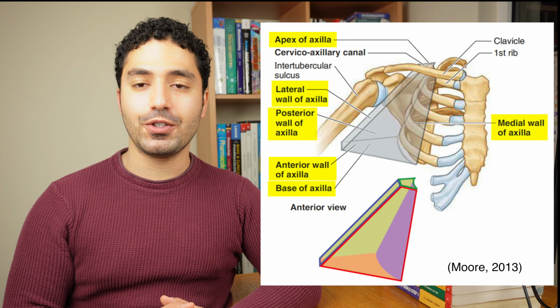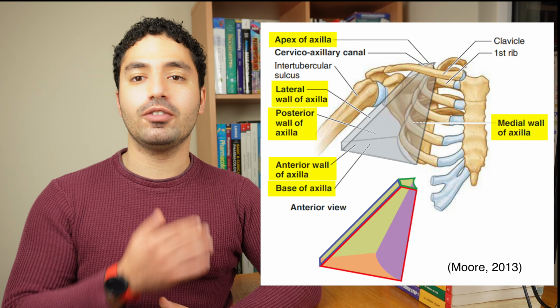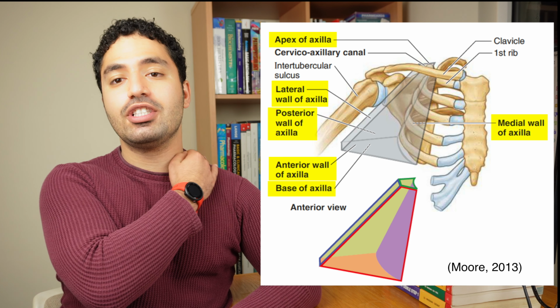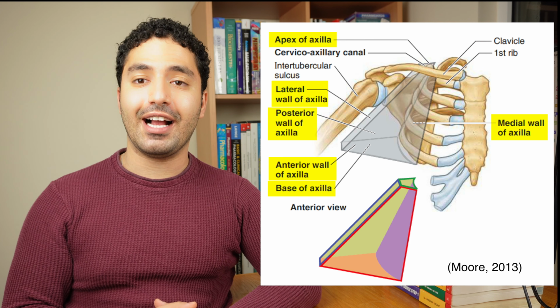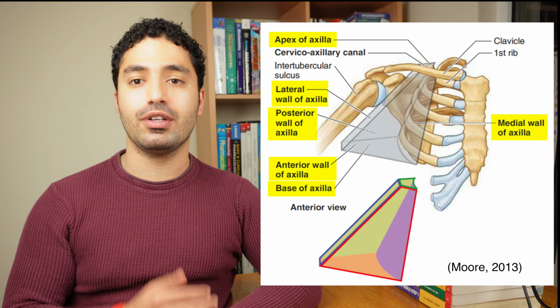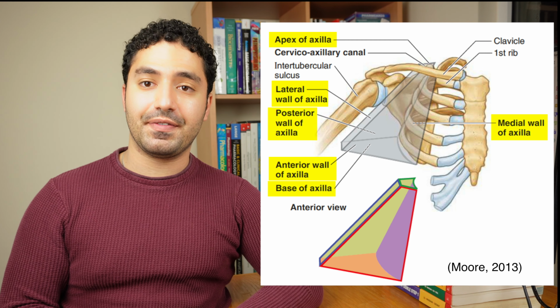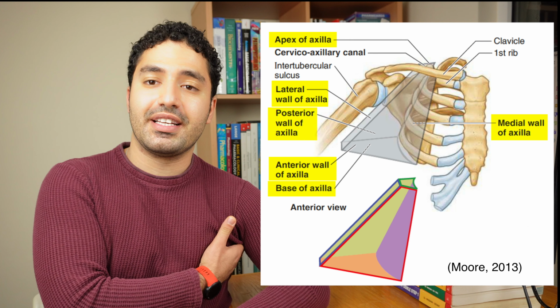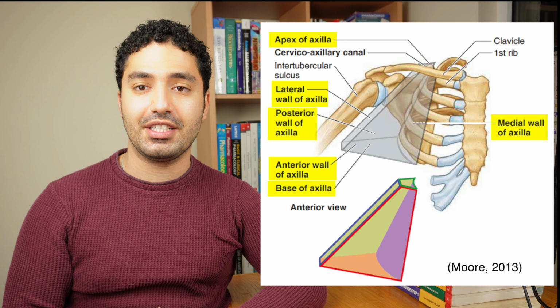The apex of the axilla, also known as the cervical axillary canal, is bounded by the first rib, the clavicle, and the superior border of the scapula, and it acts as a passageway for neurovascular structures from the neck to the axilla. The base of the axilla, on the other hand, is formed by the concave skin underneath, also known as the axillary fascia or the armpit.